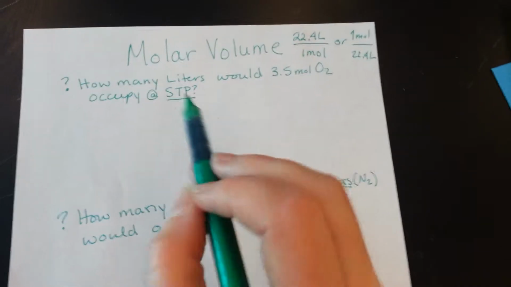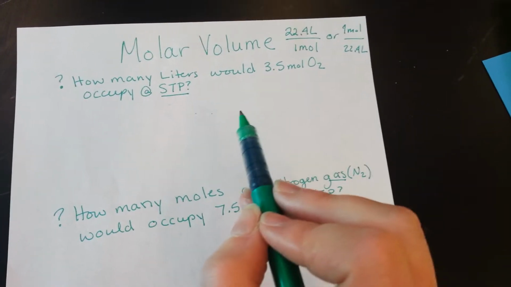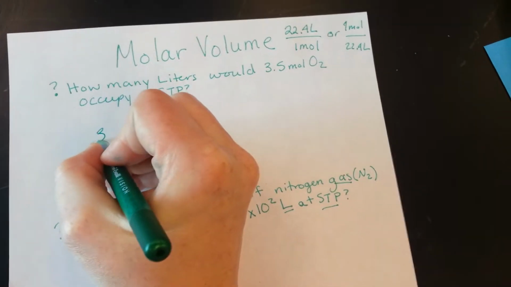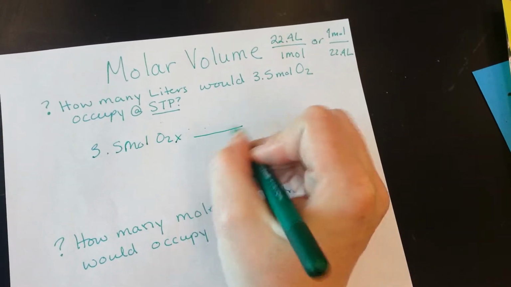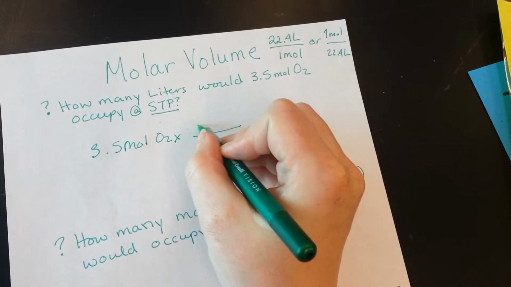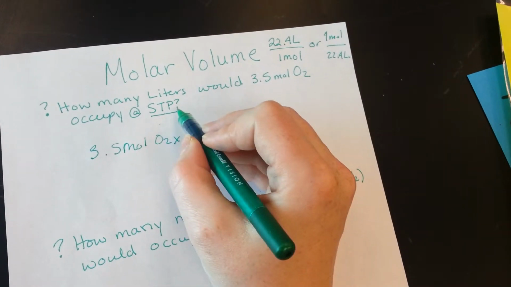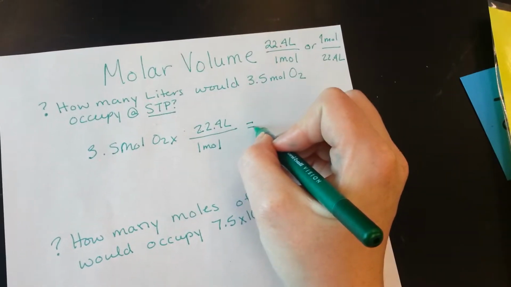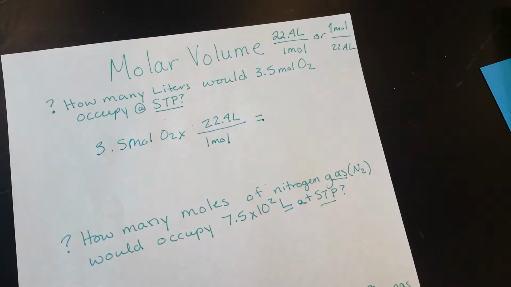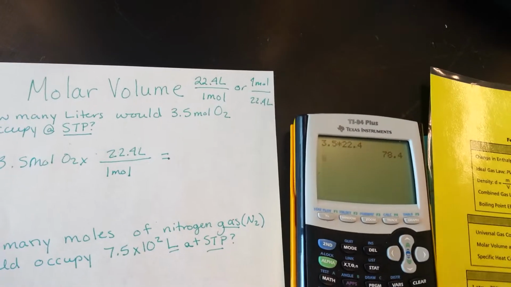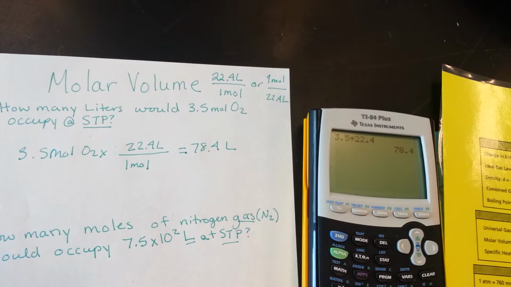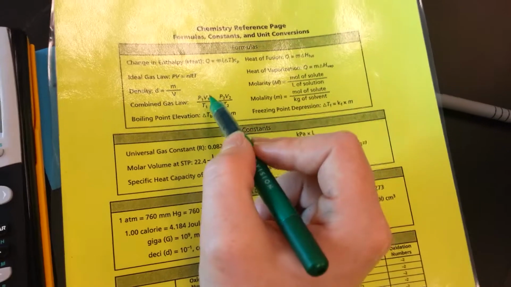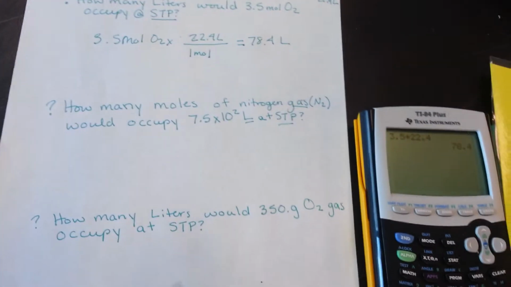So, if you're asked how many liters 3.5 moles of O2 would occupy at STP, well, we have 3.5 moles O2, and we know for every 1 mole, it's going to have 22.4 liters at STP. Then you just multiply 3.5 times 22.4, and you'll get 78.4 liters. That's lovely. Now, if it wasn't at STP, then you would have to use your PV equals nRT. But molar volume is super awesome when it's at STP.